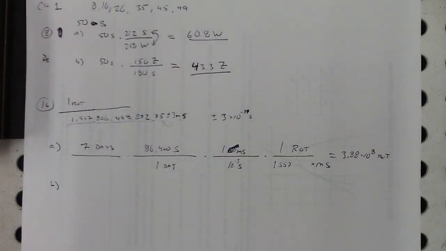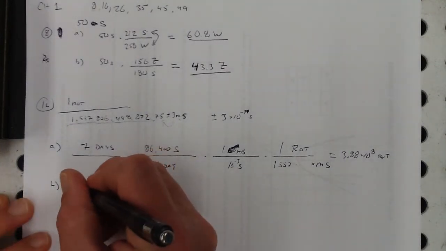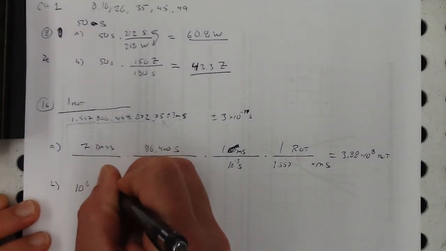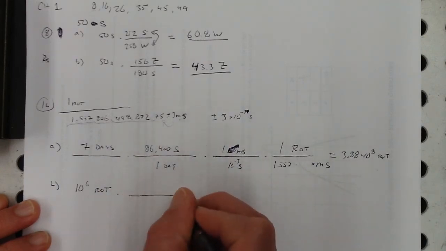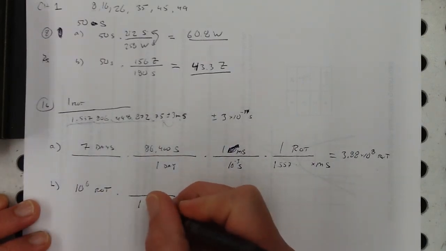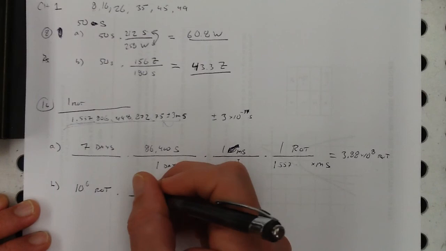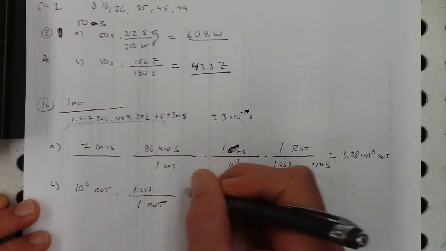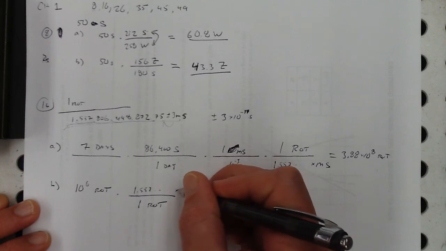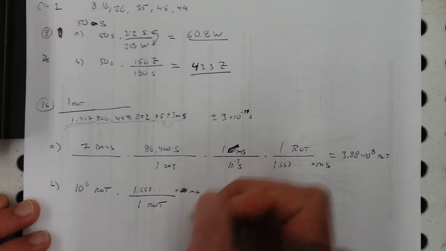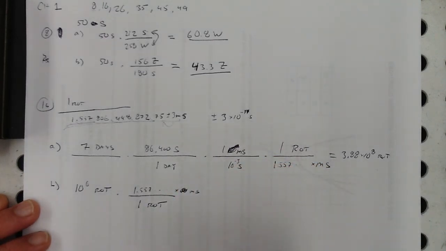All right, how about part B for number 16? How much time does it take to rotate exactly 1 million times? So that's 1 million rotations, and in 1 rotation this much time passes, 5, 5, 7, etc., or that's, I guess we could just say that's milliseconds, right?